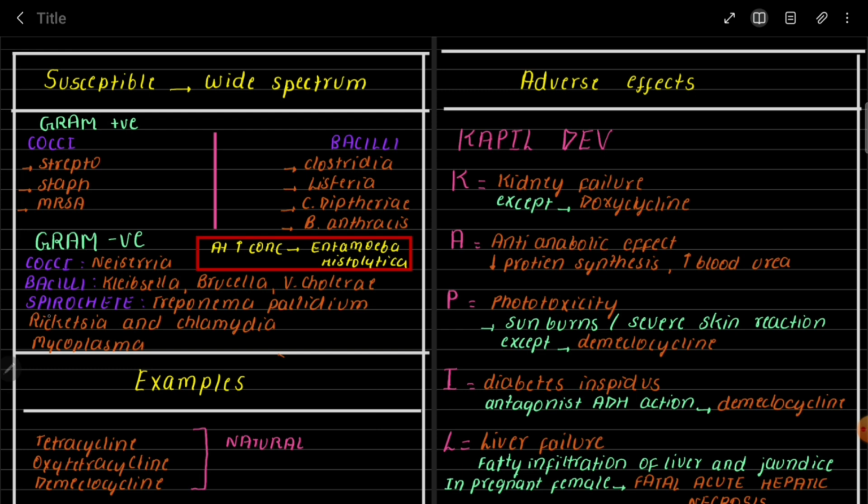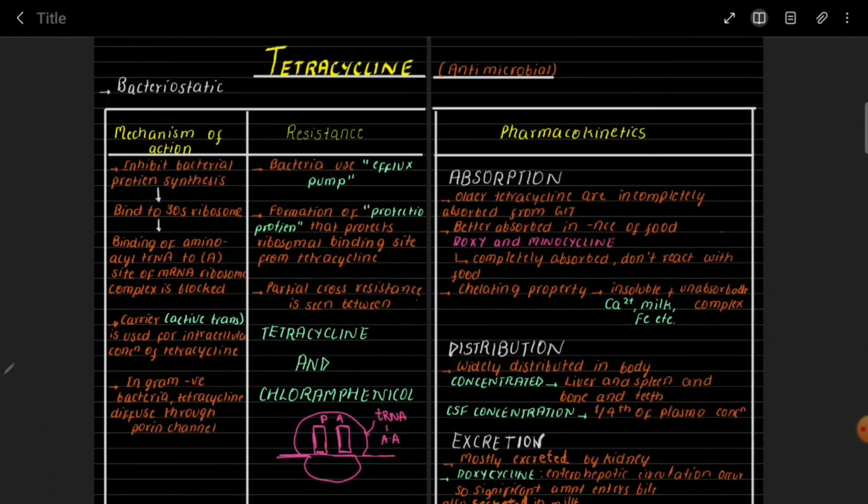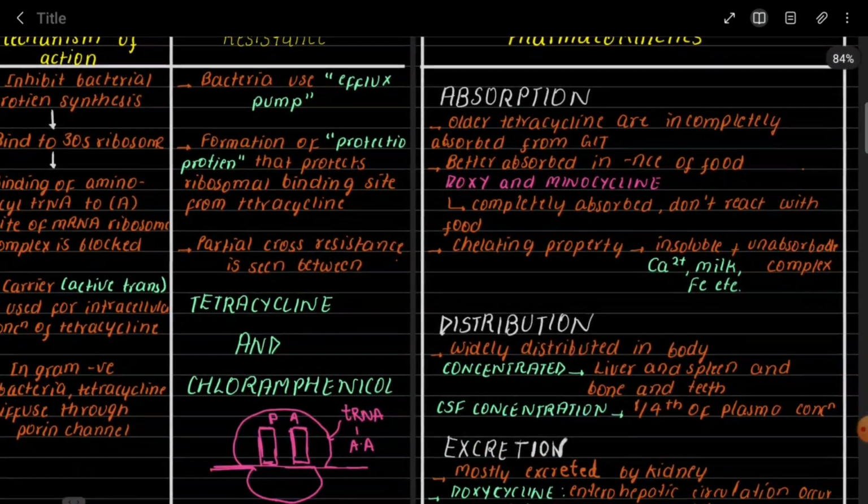Tetracyclines also act against spirochetes like Treponema pallidum. They are also effective against Rickettsia, Chlamydia, and Mycoplasma. Also, at very high concentrations, tetracyclines can act against Entamoeba histolytica. Let us move on to resistance now.